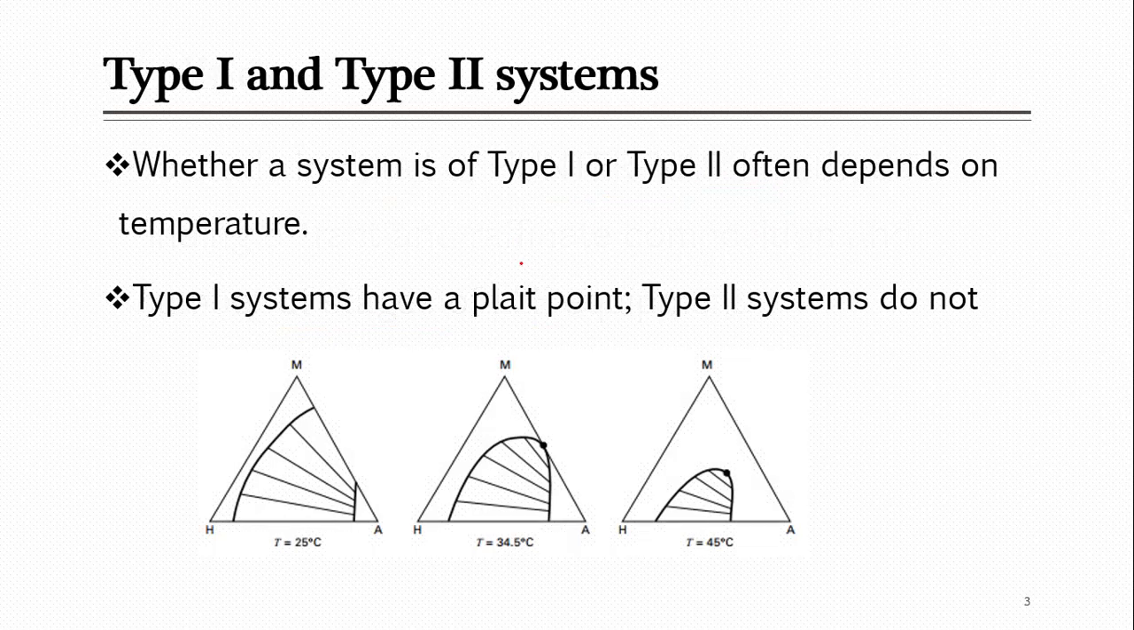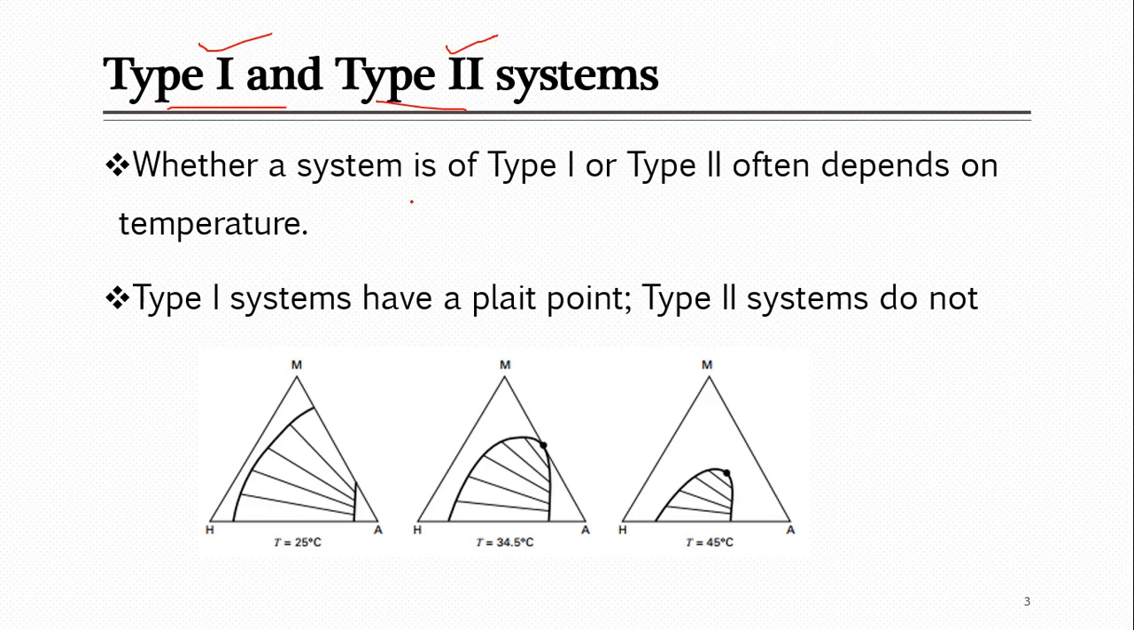Before I jump to that method, there is one slide about type 2 and type 1 systems. Type 1 system, which you already know, is the one for which we are designing this system, and the same is applicable for type 2. I told you that type 1 are those systems in which solvents are partially miscible, while type 2 are those in which solvents are totally immiscible.